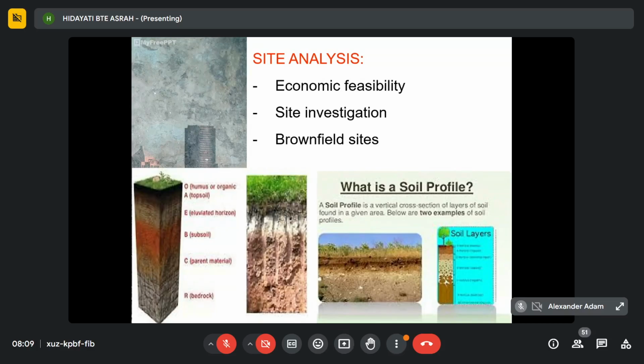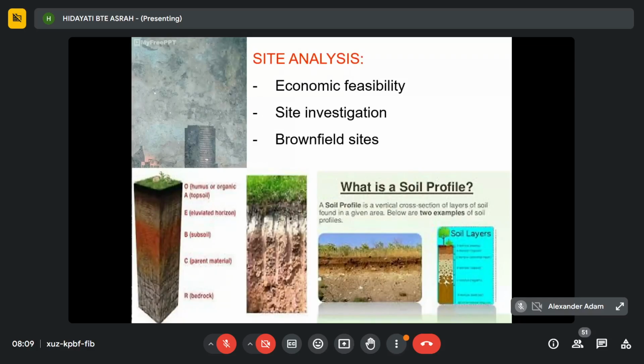And the site analysis also includes determining the economical feasibility of the chosen site. For example, you need to do site investigation to identify the type of soil, the soil profile of the proposed site, and if there are any services on the site, and so on. So all these tasks, determination and soil investigation, will actually involve cost. So that's why you need to do this site analysis.